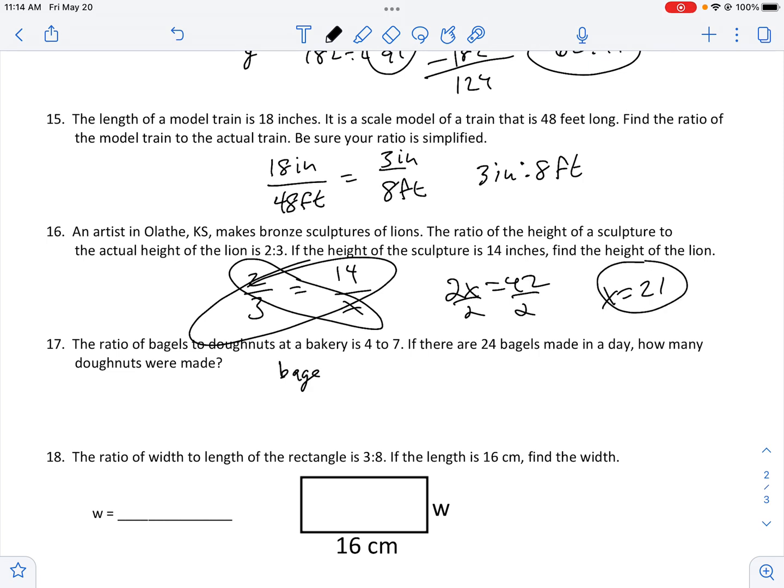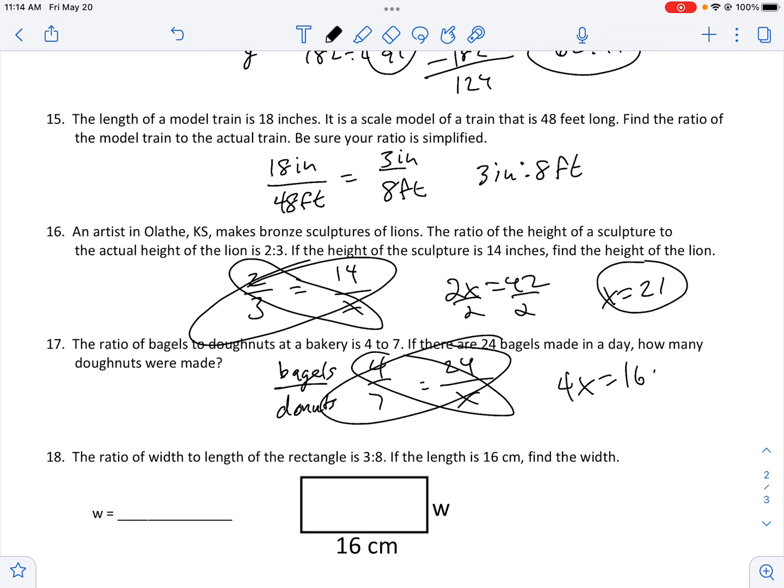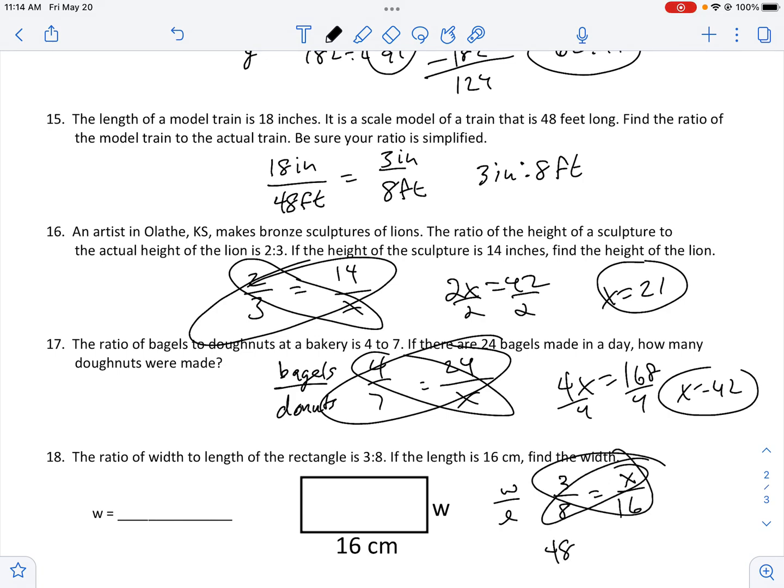The ratio of bagels to donuts is 4 to 7. There are 24 bagels. We don't know how many donuts. Cross multiply. 4x equals 168 divided by 4. X is 42 donuts. And finally, the ratio of width to length, 3 to 8, equals, we don't know, over 16. Cross multiply, 8x equals 48. Sorry. Divide by 8, x is 6.